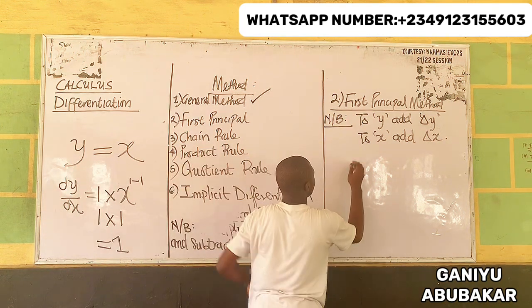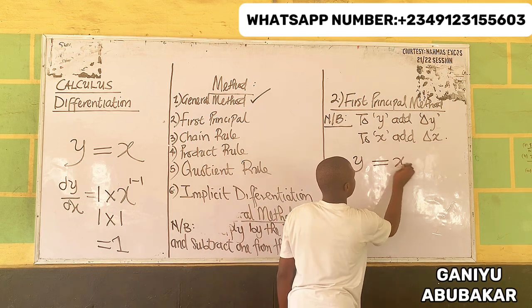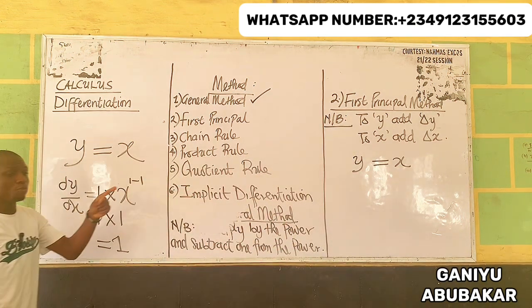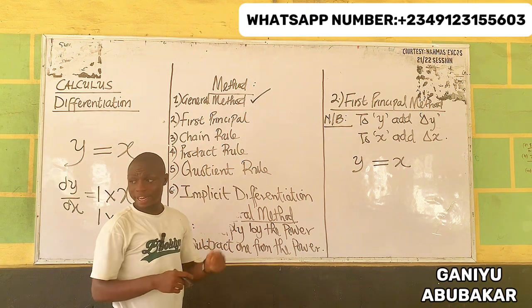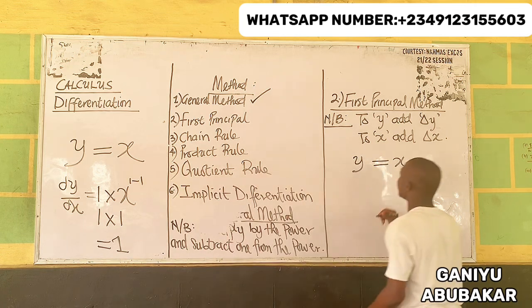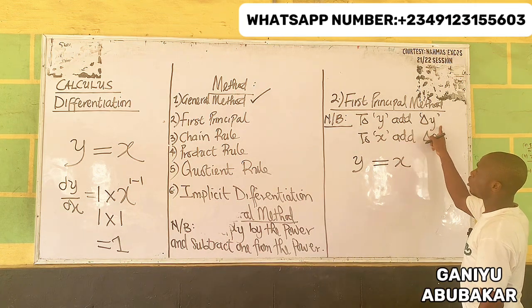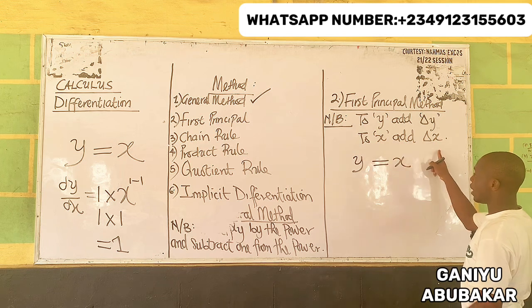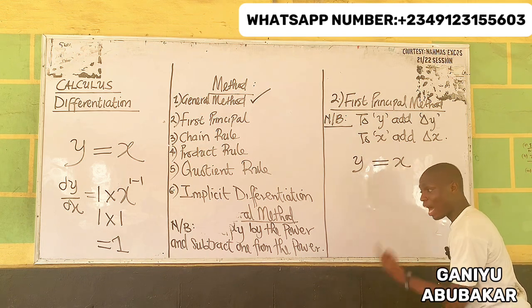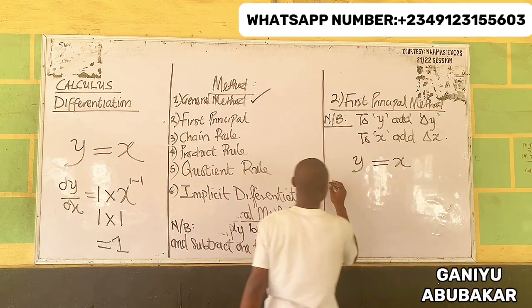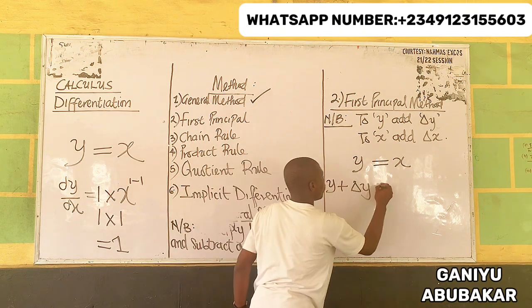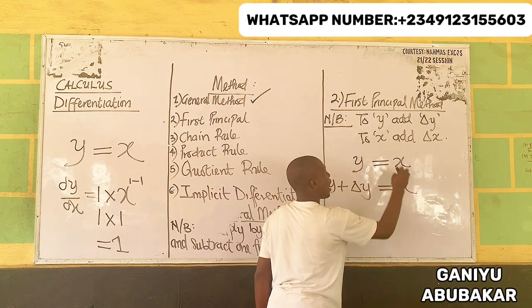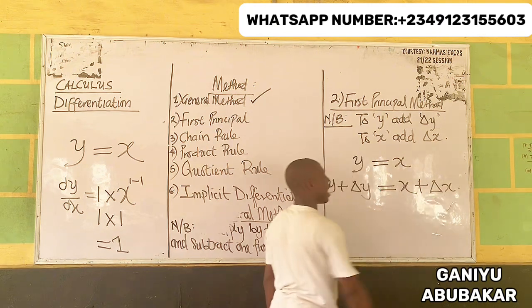Now hold on, please. Example 1 on this. Let's say I have y equal to x. My answer should be 1. I have used the general method to check what I expect to have as my answer, which is 1. Let's now apply first principle and see if I have 1. The task here is that we said to y add what? Change in y, and to x add what? Change in x. I can see this y. What do you do next? Add a change in y. I have y plus change in y, is now equal to x, I can see x. Add change in x. As easy as this.